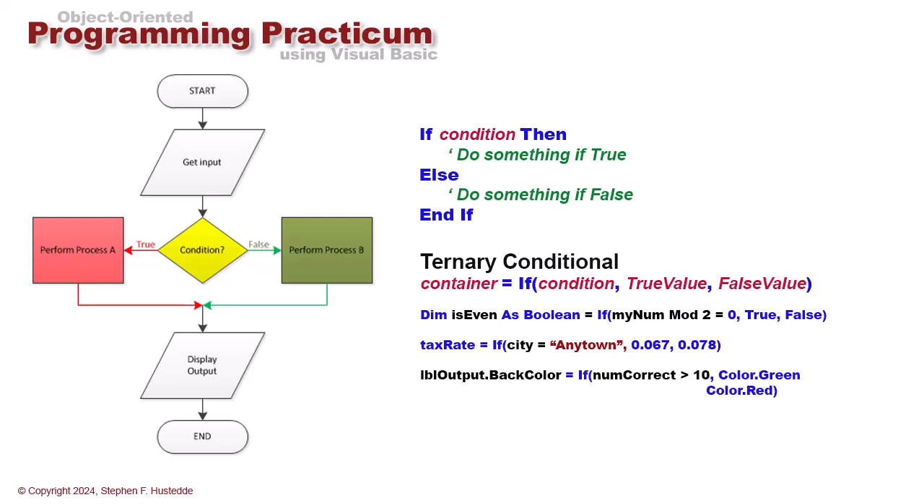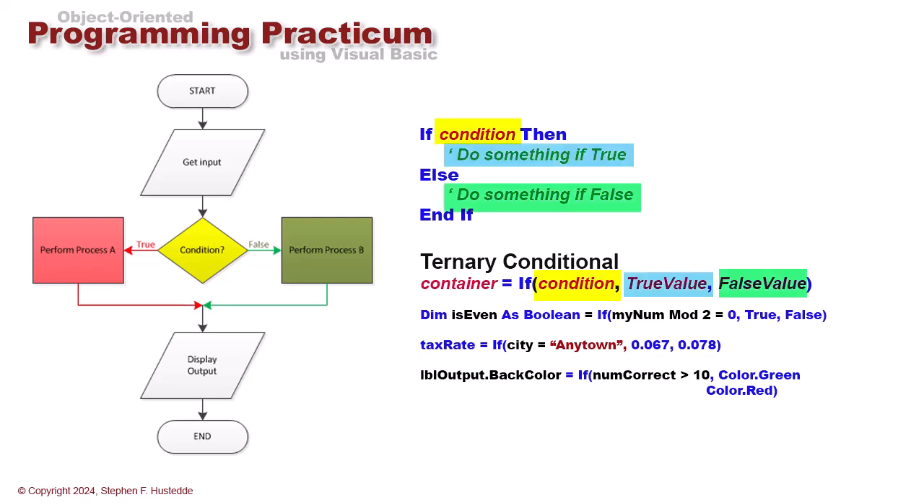The next one is where I'm setting the property value of BackColor to my label. So if numCorrect is a variable, maybe it's a little educational quiz. So if numCorrect is greater than 10, we're going to set the color of the lblOutput to green. Otherwise, we'll set it to red.